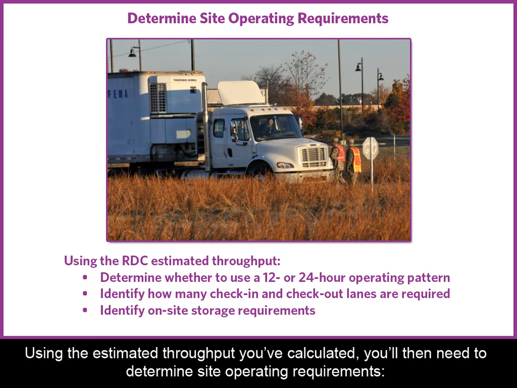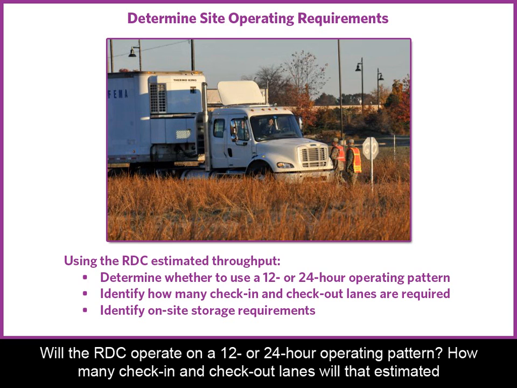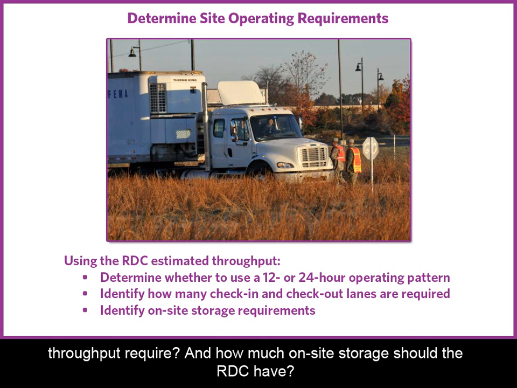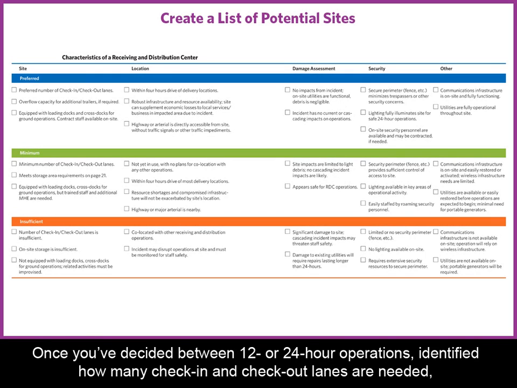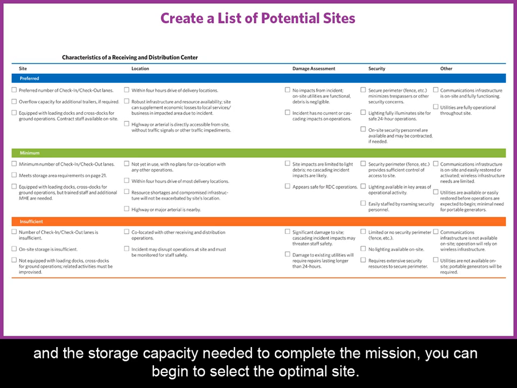Using the estimated throughput you've calculated, you'll then need to determine site operating requirements. Will the RDC operate on a 12 or 24-hour operating pattern? How many check-in and check-out lanes will that estimated throughput require? And how much on-site storage should the RDC have? These factors are vital to ensuring the proposed site is adequate for the amount of shipments the RDC will be required to process. Once you've decided between 12 or 24-hour operations, identified how many check-in and check-out lanes are needed, and the storage capacity needed to complete the mission, you can begin to select the optimal site.